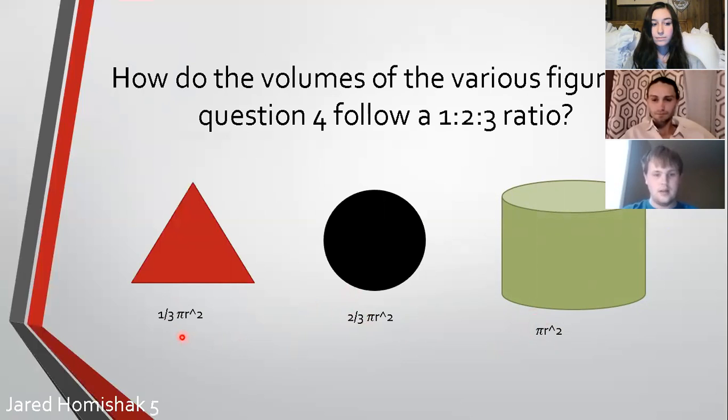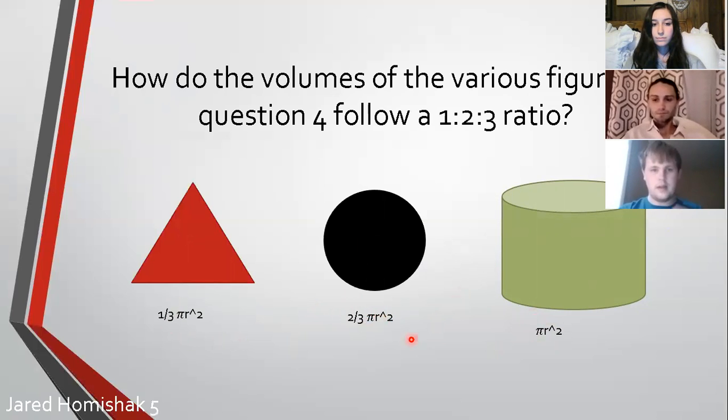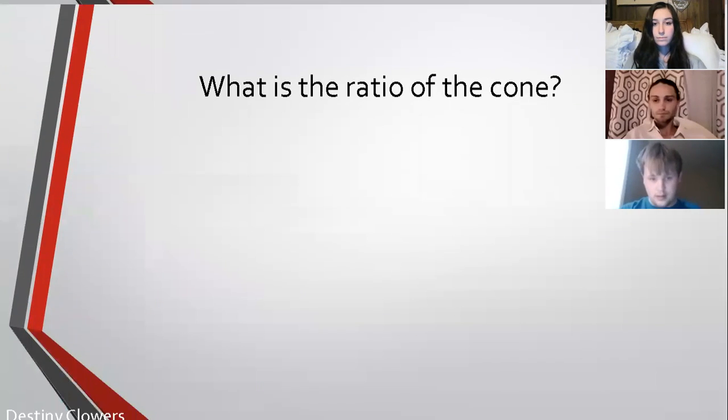doubling the height to get 2/3 pi r for the cone, 4/3 for the sphere, and 2 pi for the cylinder. So no matter how you adjust the formulas, as long as you adjust them consistently, they will follow the 1-to-2-to-3 ratio in this scenario. Thank you for the question.